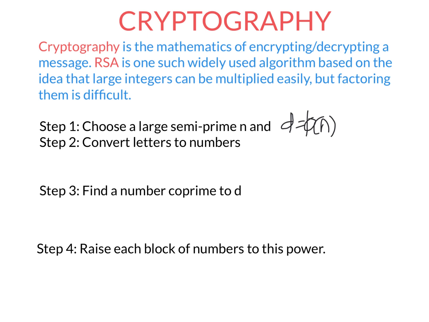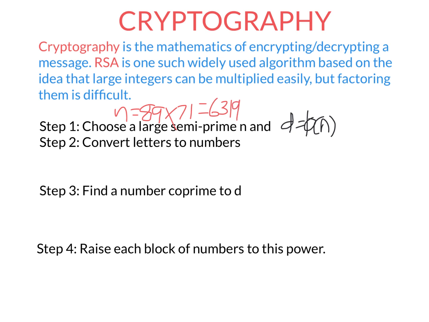So we start off by choosing a large semi-prime number n. Remember, a semi-prime number is just the product of two prime numbers. So for our example, I'm going to choose the two numbers 89 and 71, multiply them together, and you have n. If I multiply these together, I get 6319. That is our n.